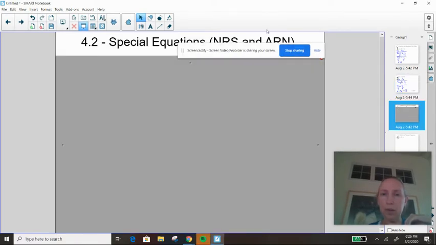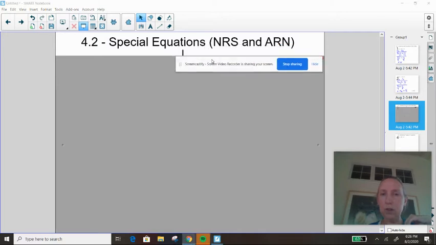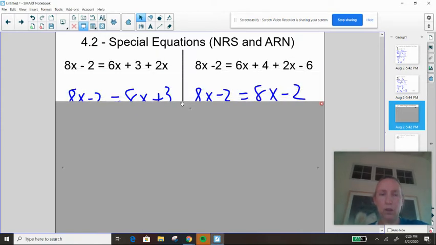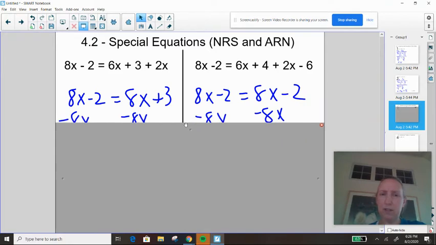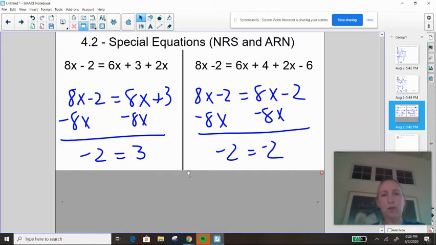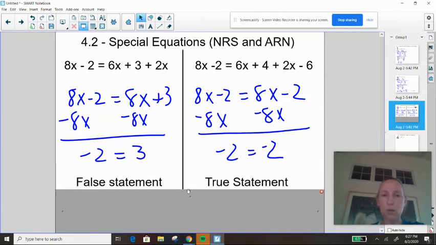Second topic is special equations, where you end up with solutions of either no real solution or all real numbers. So I've gone ahead and solved the equations because I feel like that's a part you guys know how to do. And I'm going to stop right here. The two different scenarios that you can end up with are all the variables disappear and you either end up with a false statement or a true statement.